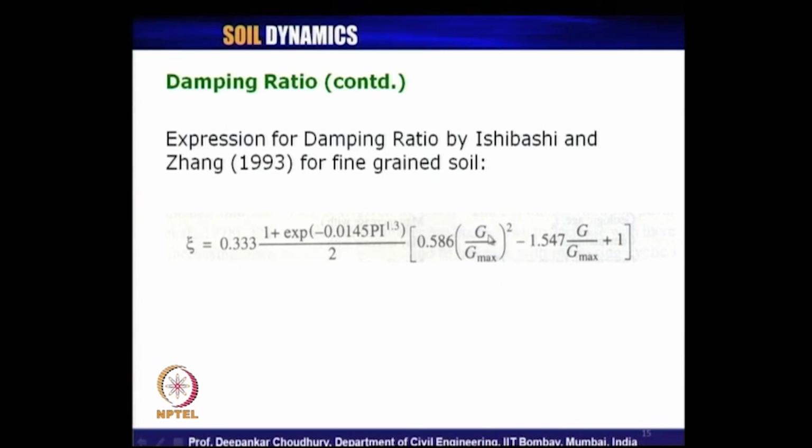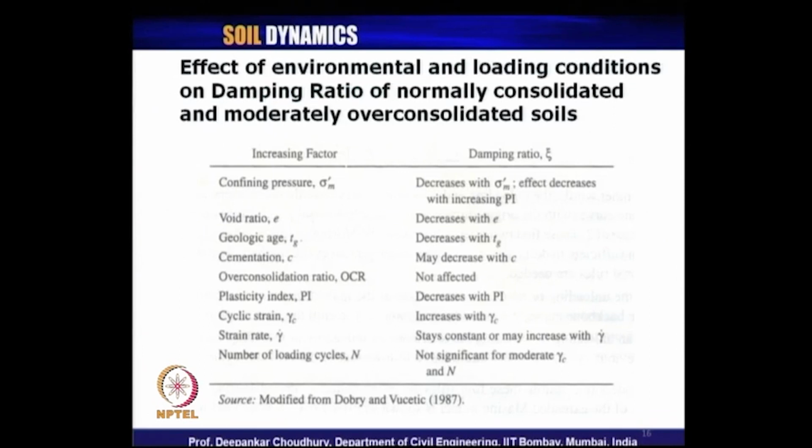This is the symbol for damping ratio they have used, given by this expression. It is dependent on the value of G by Gmax and the plasticity index. So, when you are taking G by Gmax, at which particular value of cyclic shear strain you are using, that effect is automatically taken care of. Now, let us see the various effects of environmental factors and loading conditions on this damping ratio for normally consolidated as well as moderately over consolidated soil.